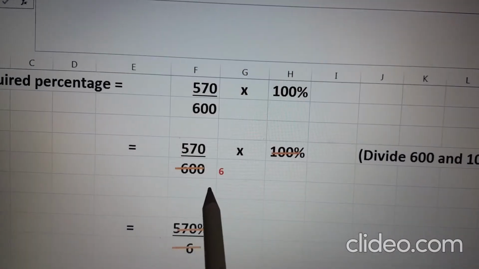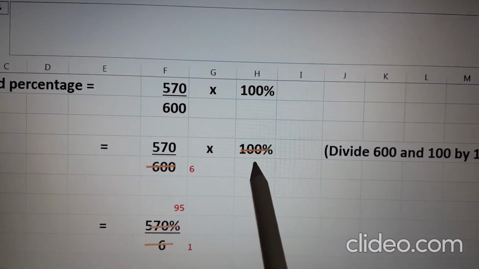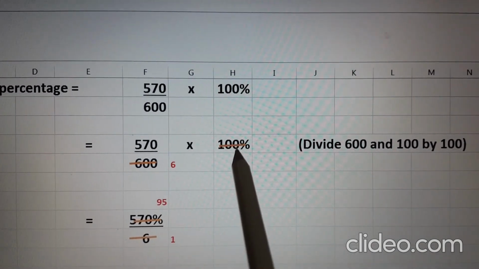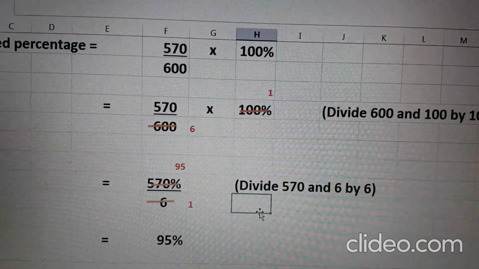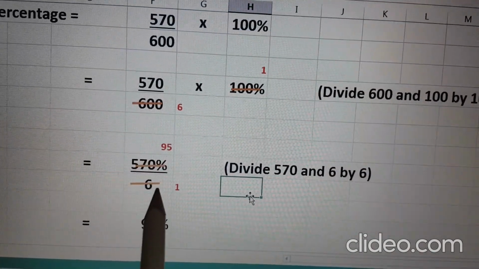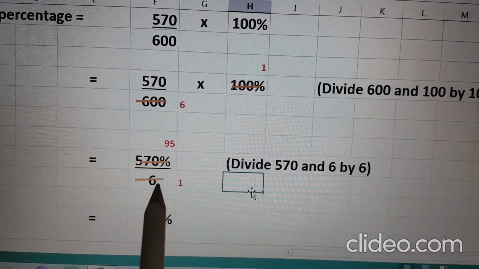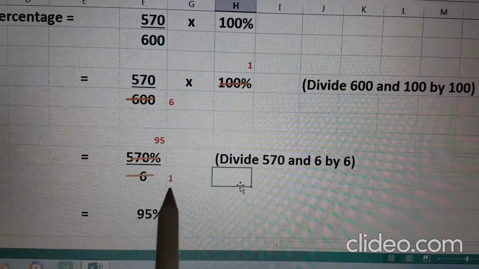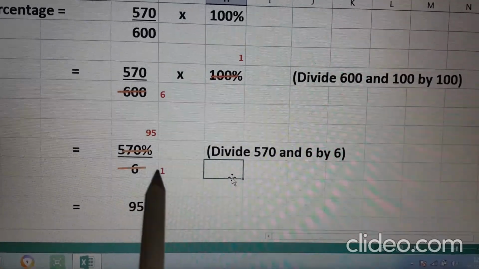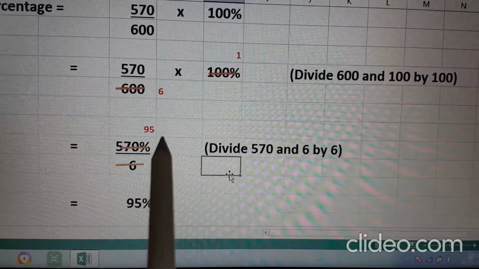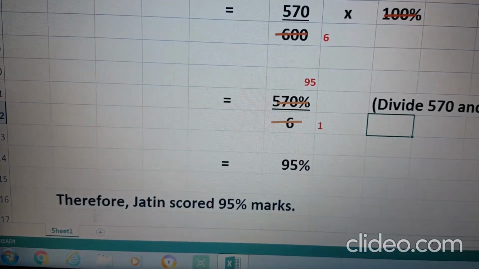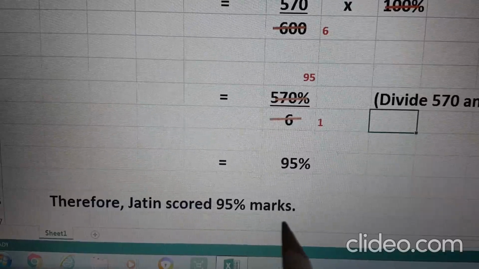Now we see in 100 and 600 which number is common? It is 100. So we will divide 100 and 600 by 100. 100 1 the 100 and 600 divided by 100 is 6. Now which number is left? 570 upon 6. Now we see which number is common here. We see 6 is common, so we'll divide 570 and 6 by 6. 6 1 the 6 and 570 divided by 6 is 95. So the answer is 95%. Therefore, Jatin scored 95% marks.